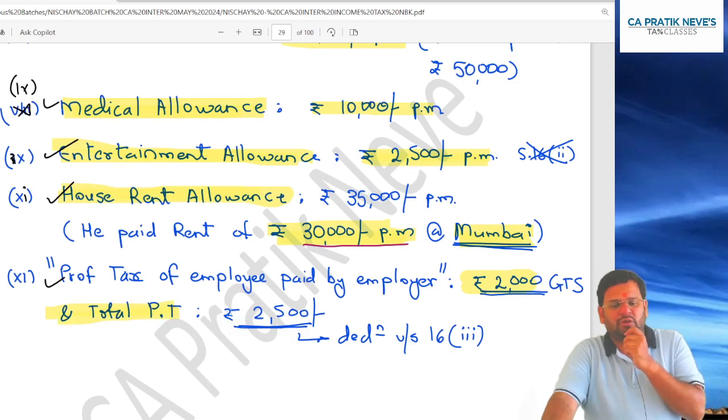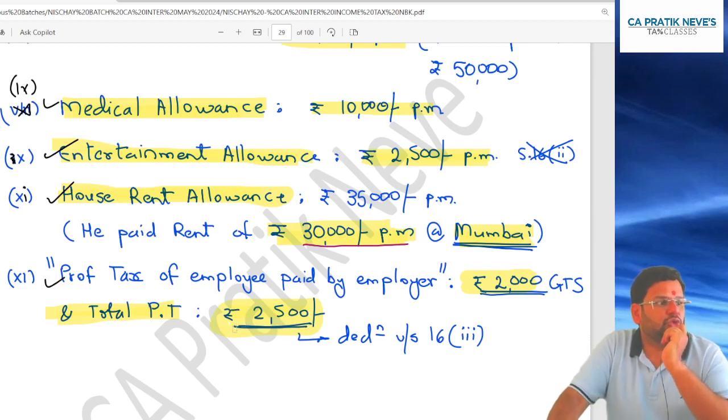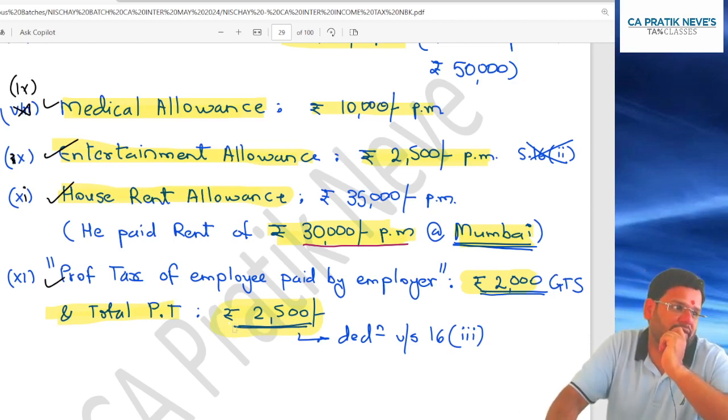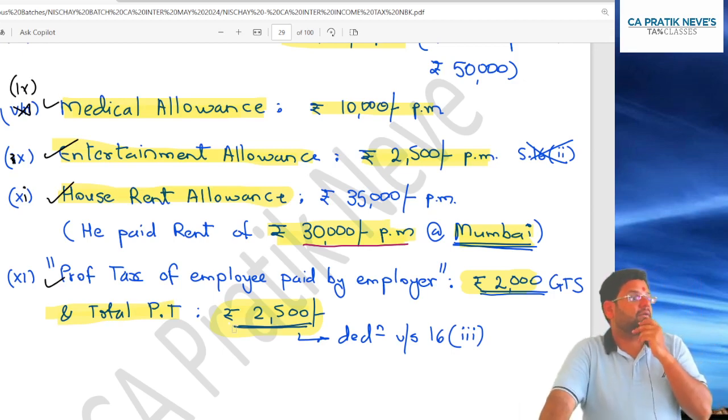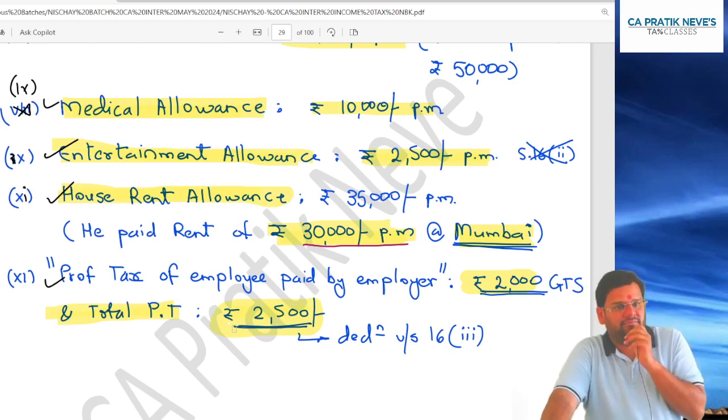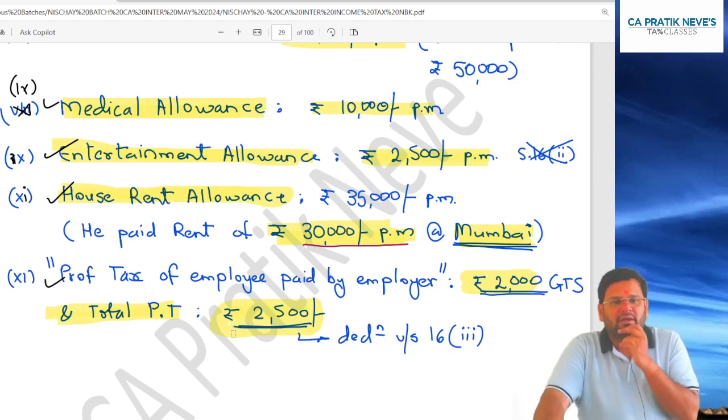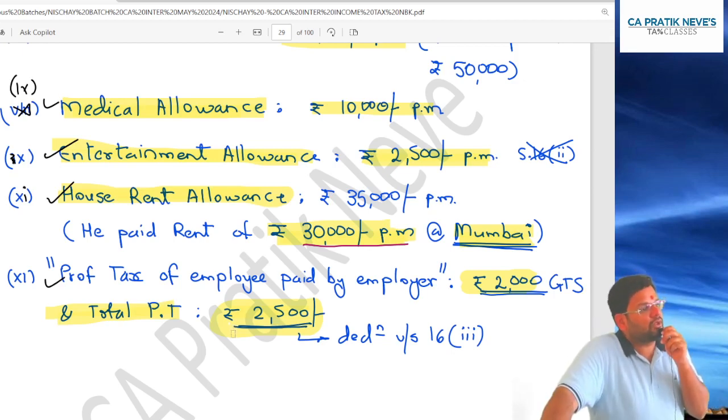And total PT for the year is 2,500. So indirectly, how much is paid? 2,500 is paid. So you will get deduction of 2,500. But first 2,000 will be taxed because employer has paid. So first 2,000 will be taxed and then deduction will be given of 2,500. Suppose nothing was paid by employer for employee, then only deduction.